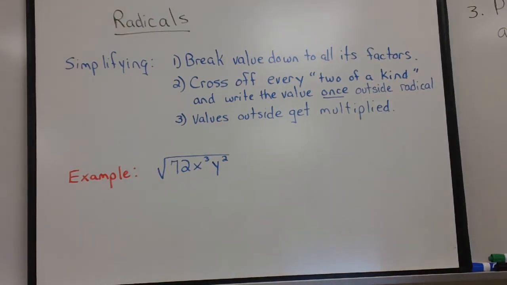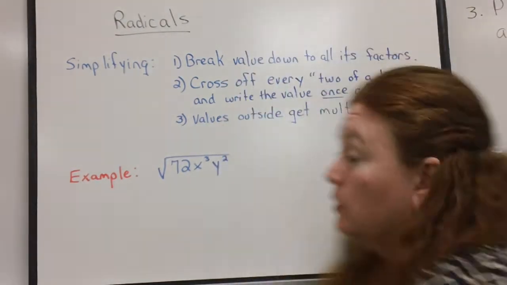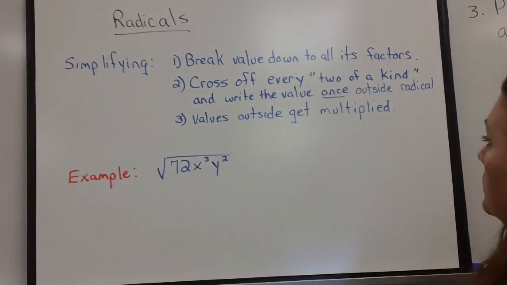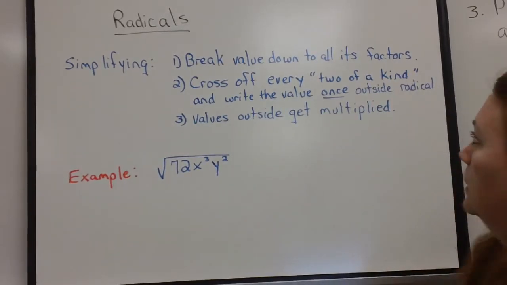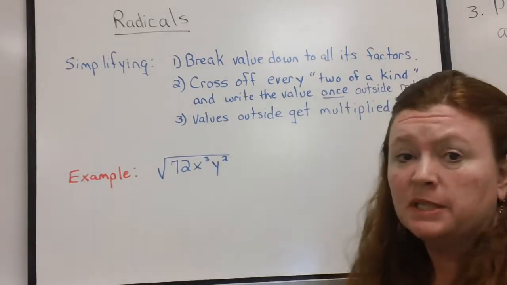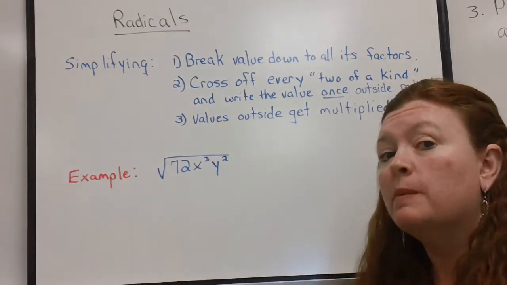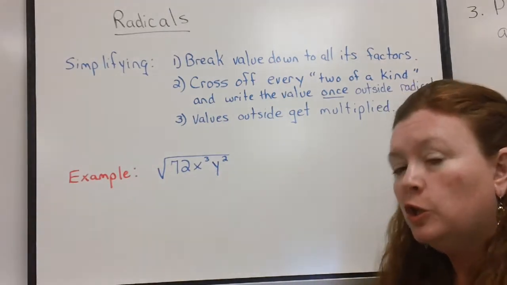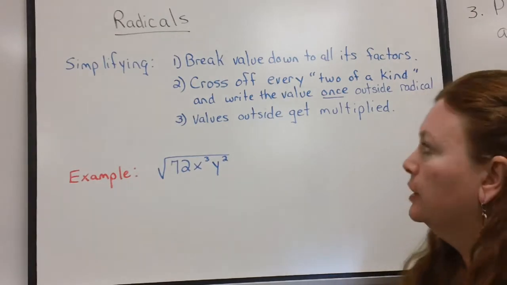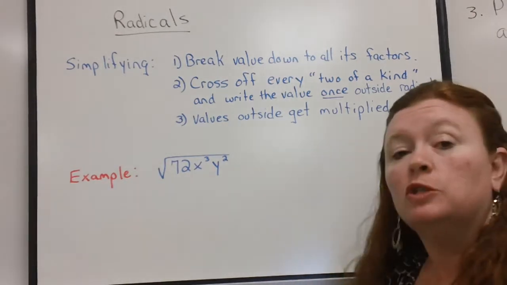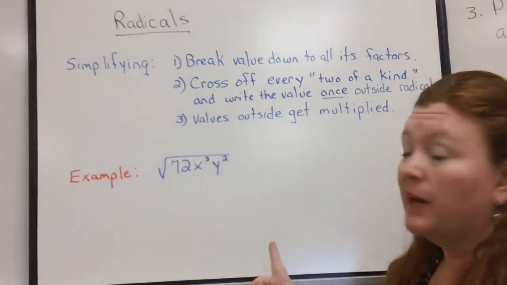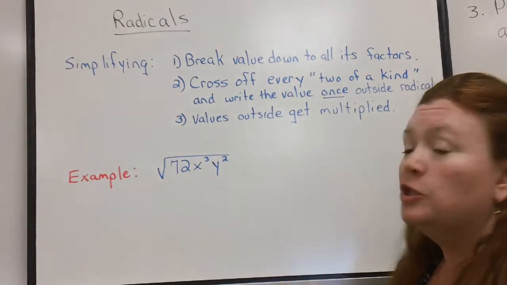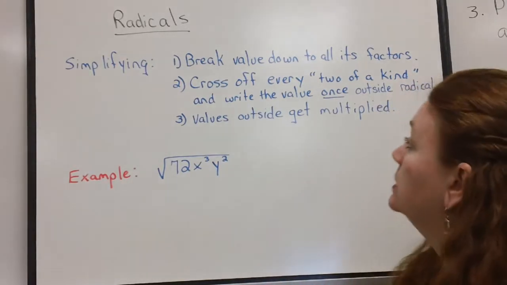All right, let's talk about part one of radicals. Radicals come in all different types, but primarily we're going to talk about square roots. We'll get into cube roots and fourth roots a little bit later. But for right now, I just want to talk about two things. One, simplifying a radical, and two, adding and subtracting radicals.